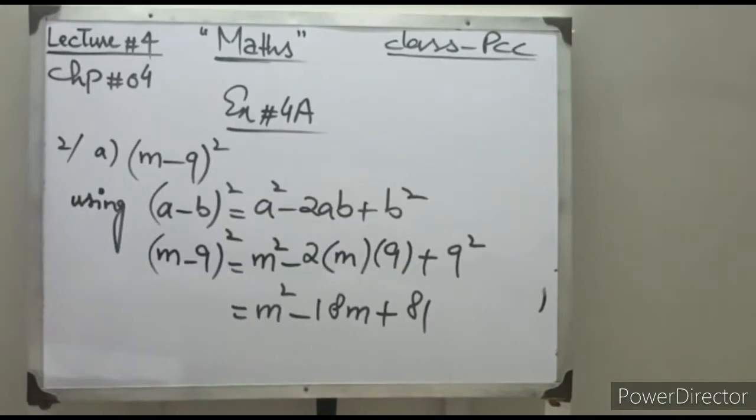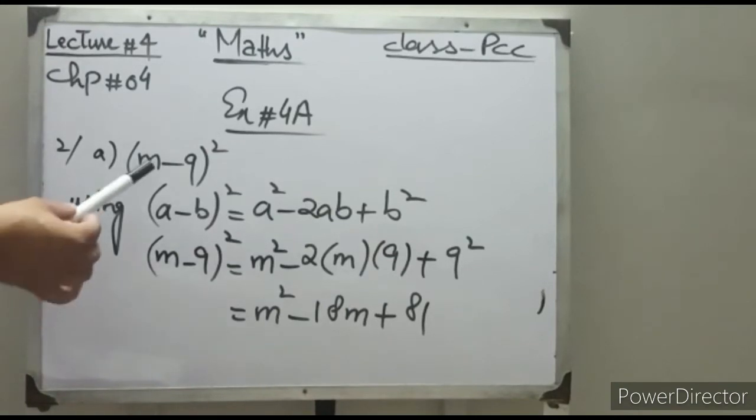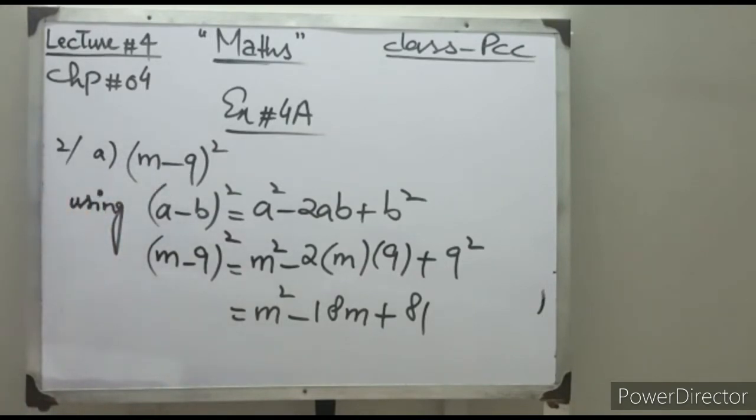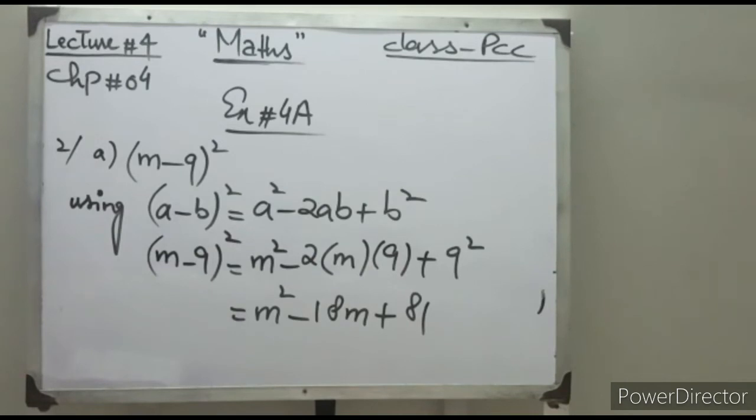Now students, question number 2 part A. In this question we will use the second identity because you can see there is a negative sign instead of positive. There is a negative sign between these two values. So the second identity, (a minus b) whole square is equal to a square minus 2ab plus b square, will be used in this question. You can see a is replaced by m and b is replaced by 9.